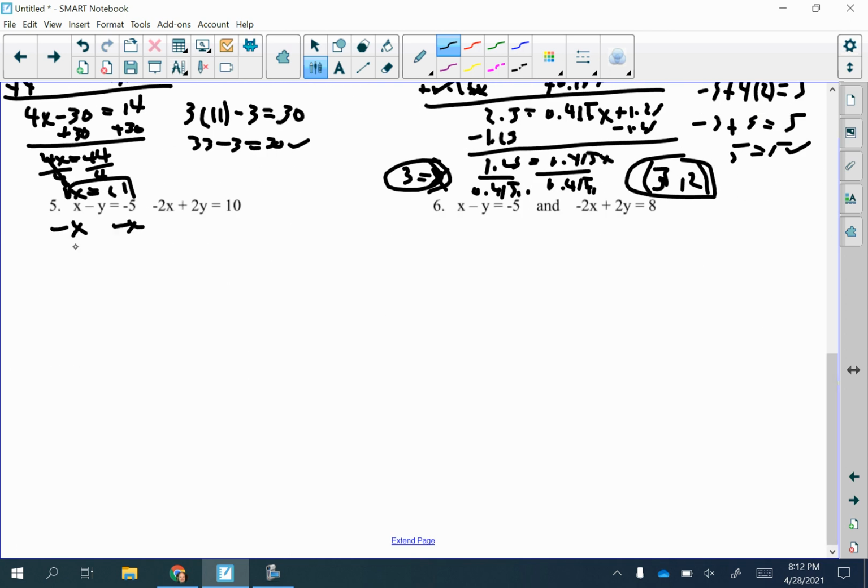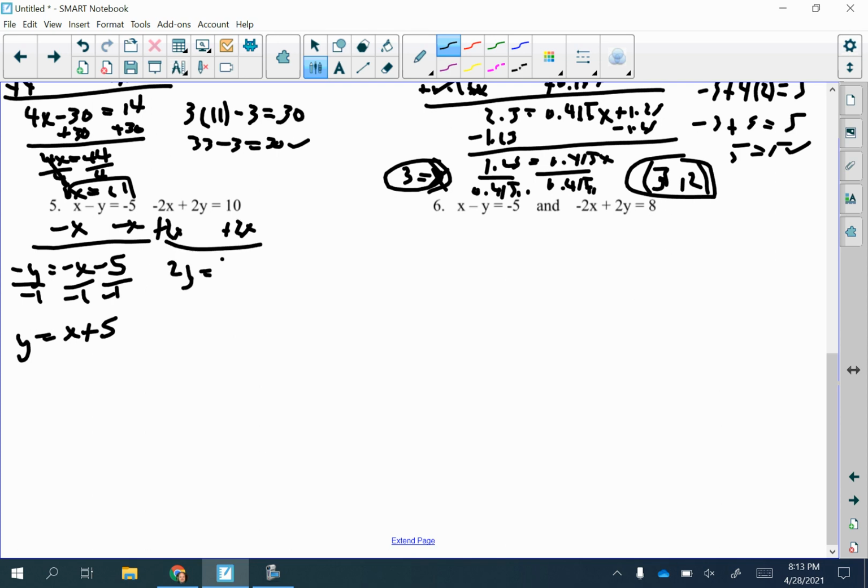So we're going to subtract x from both sides. And we get negative y equals negative x minus 5. And I divide everything by negative 1. And I get y equals x plus 5. So that's the first equation when we convert it to slope-intercept form. Well, when I do the second one and add 2x to both sides, I get 2y equals 2x plus 10. And when I divide by 2, I get y equals 2 divided by 2 is 1, so this is x, and 10 divided by 2 is 5.